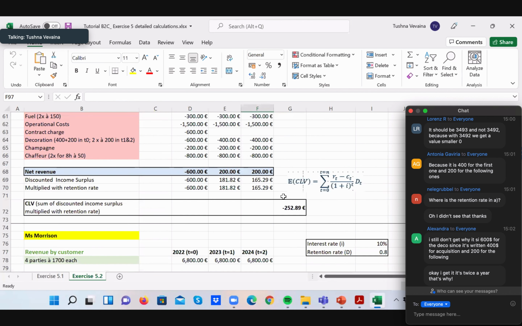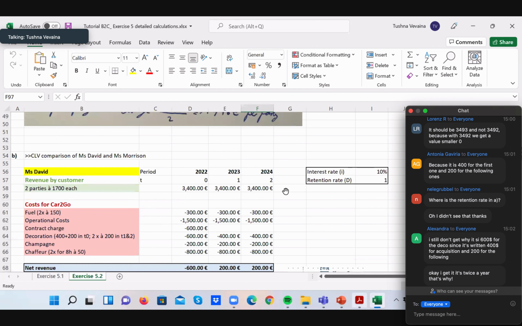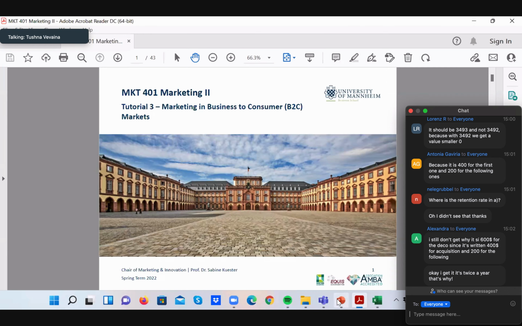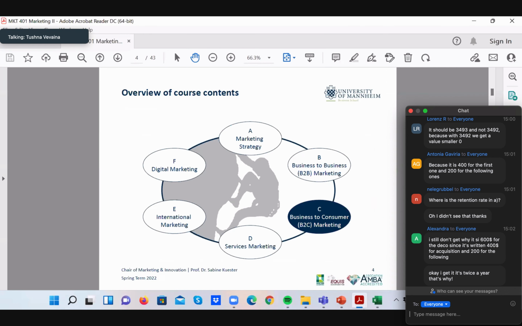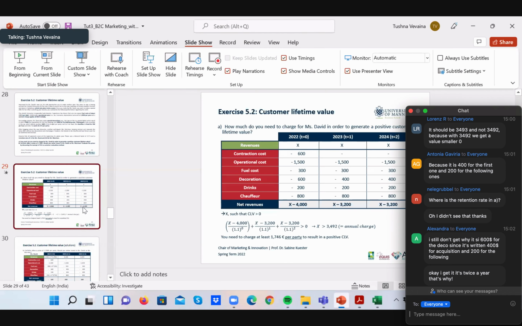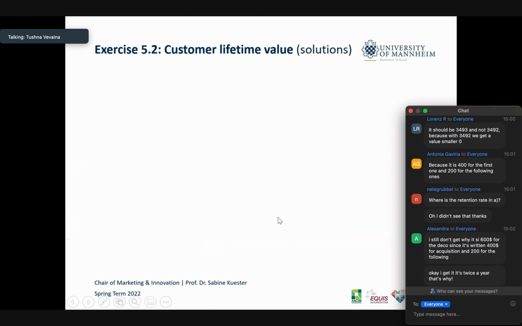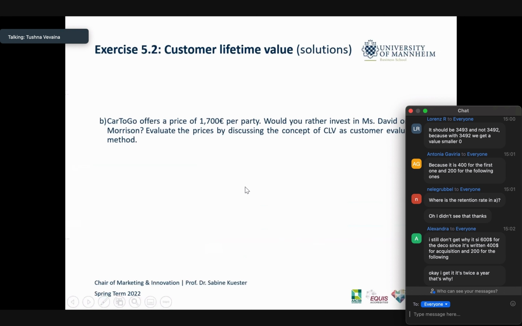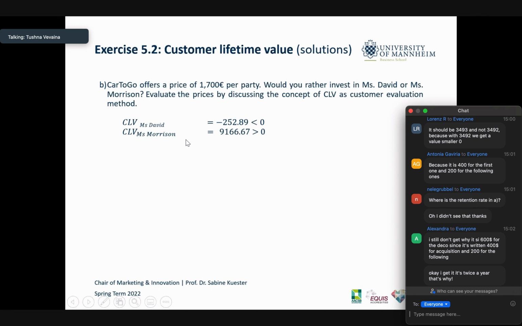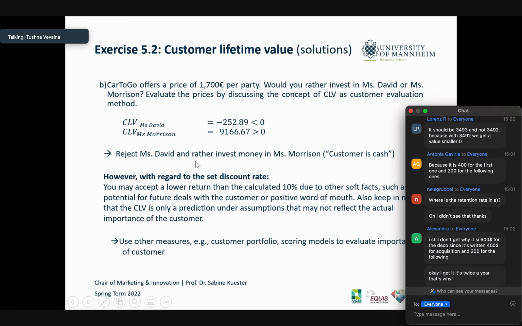So when you're asked to then compare the two of them, obviously you're going to be finding that Mrs. Morrison is more profitable or has a higher CLV. And that's where I'm coming back to the solution that you all would be given, where it's directly said that Mrs. David's CLV is lower, and that's why you invest in Mrs. Morrison and reject Mrs. David.